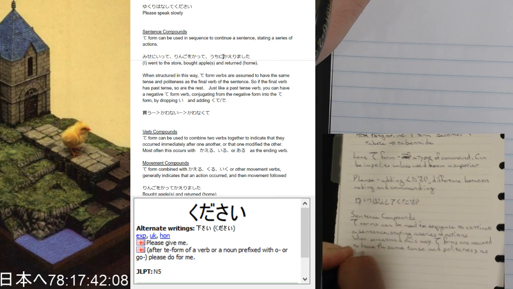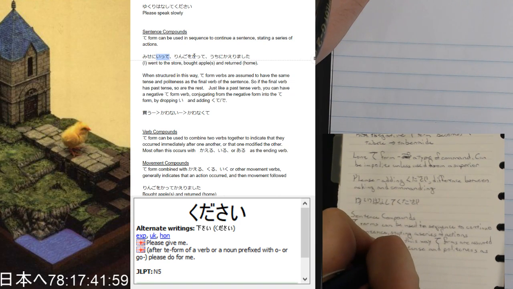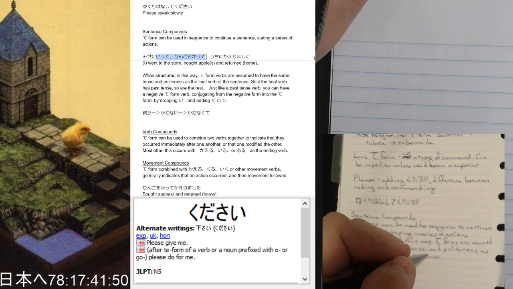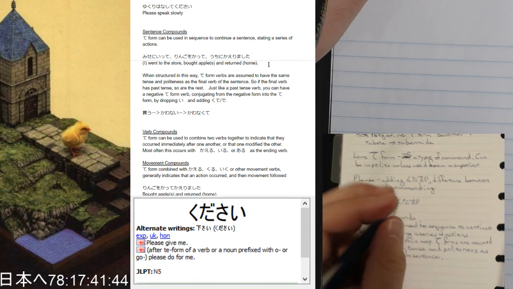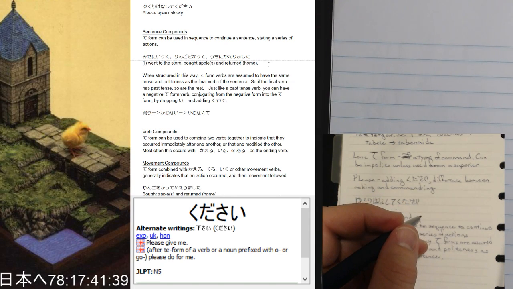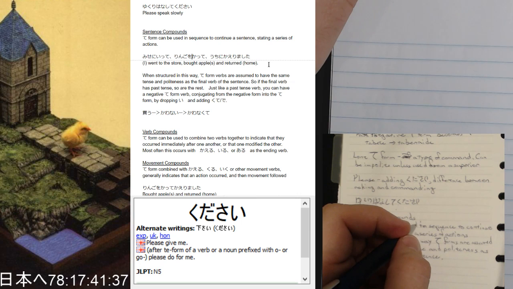And it's assumed because kairimashita is conjugated past tense that itte and katte were both things that occurred in the past. And arguably they occurred in series. You went to the store, you bought apples, and then you returned home. That makes sense?